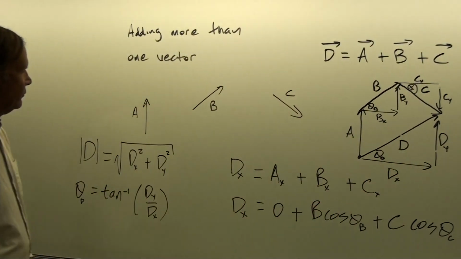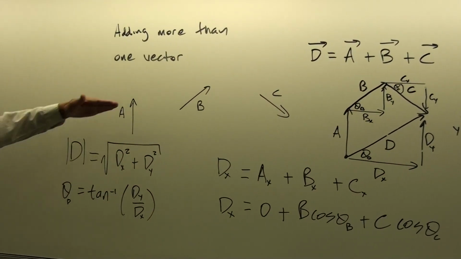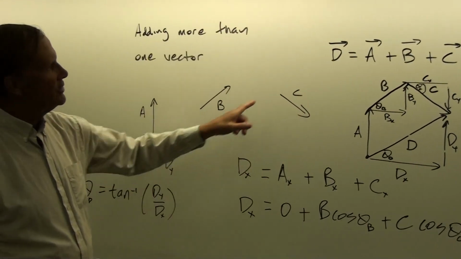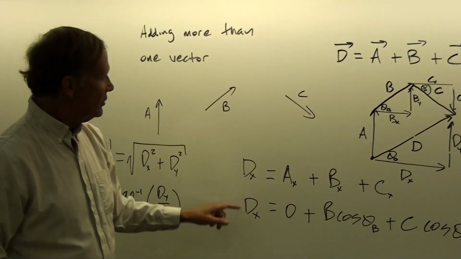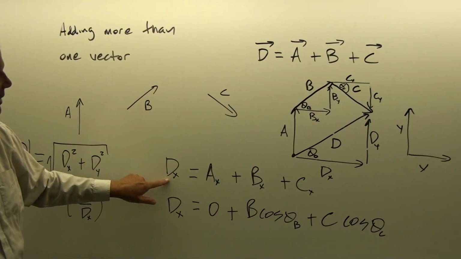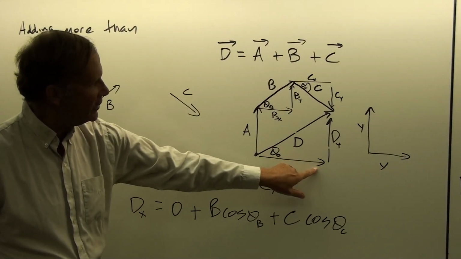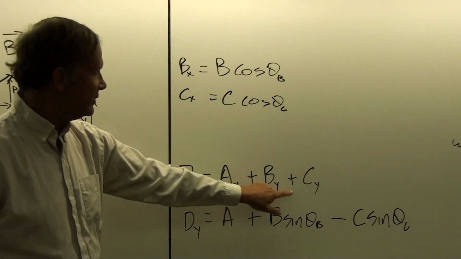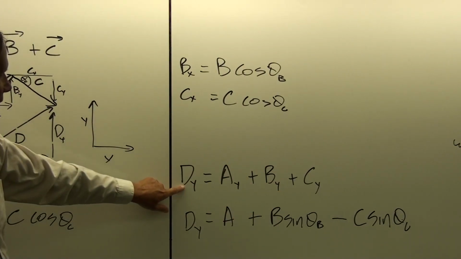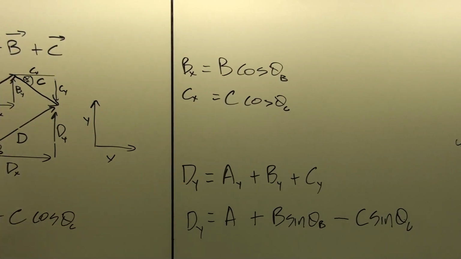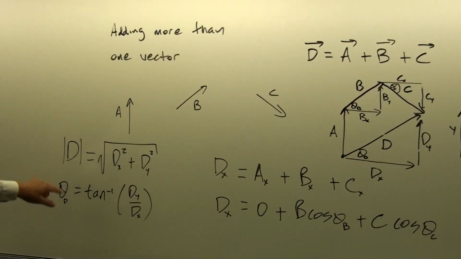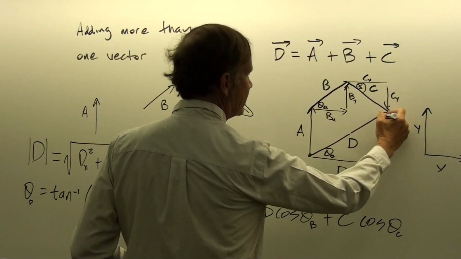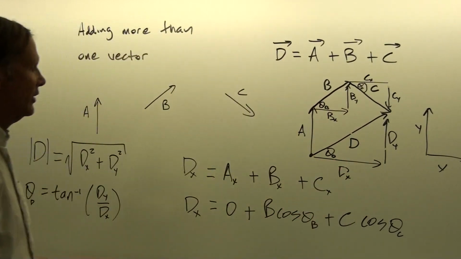And so this is the way then that with a more complicated type of vector addition problem in which you had three different vectors, you could individually add up the x components to get the x component of your resultant vector. Similarly, individually adding up the y components of your vectors to get the y component of the resultant vector, and then taking the magnitude of the hypotenuse. That is going to be the square root of the sum of Dx squared plus Dy squared.